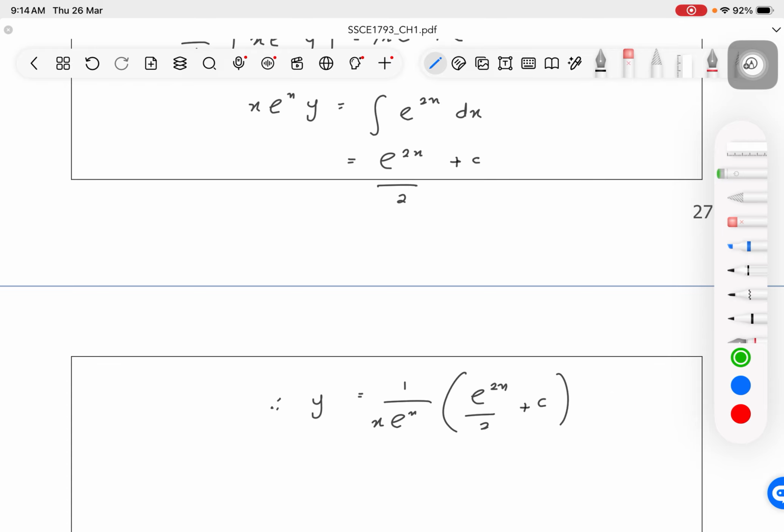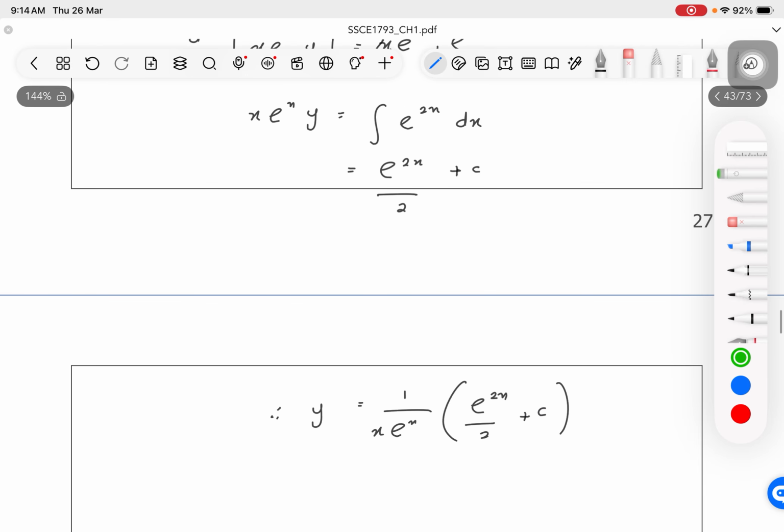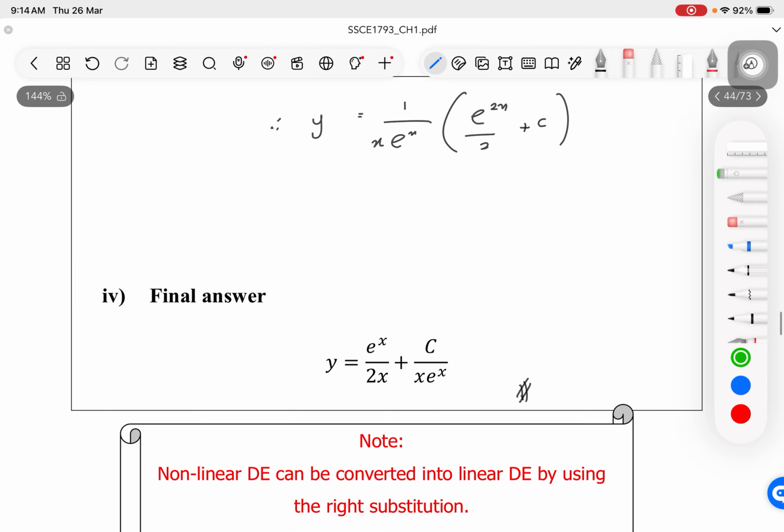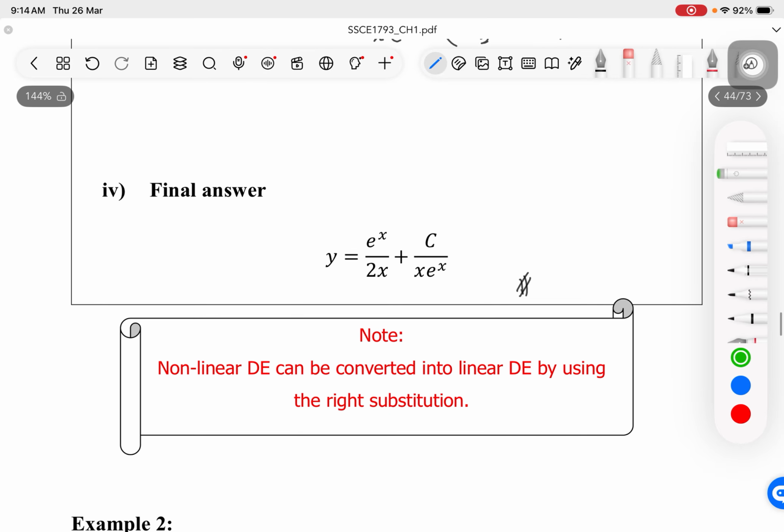Since this question does not give you an initial condition, your final answer will have the constant c. Alright, simple, right? Or you may write your answer like this, or like this also can, both are accepted. So there's some notes over there.